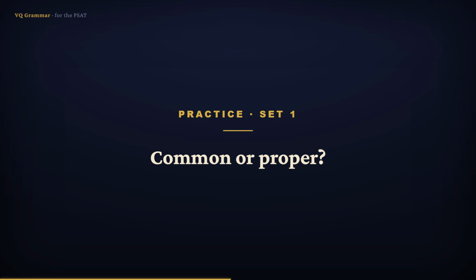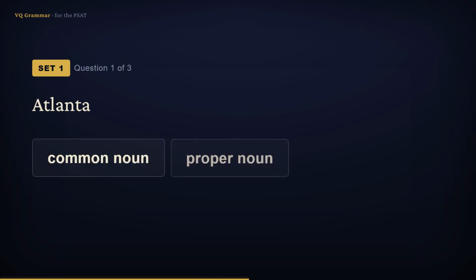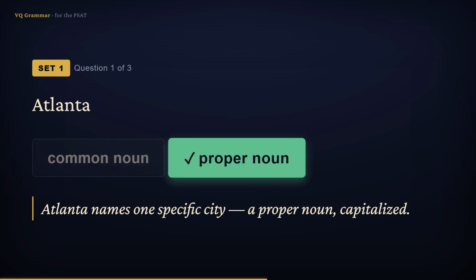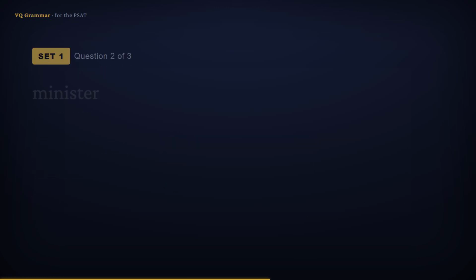Let's try a few. In this first set, decide whether each noun is common or proper. Ask yourself, does it name any one of a kind, or one particular named one? Pause and try each one before I answer. Atlanta. Ask the question, is this any city or one particular city? Atlanta is the name of one specific city in Georgia. It names a particular one, so it gets a capital. So the answer is proper noun.